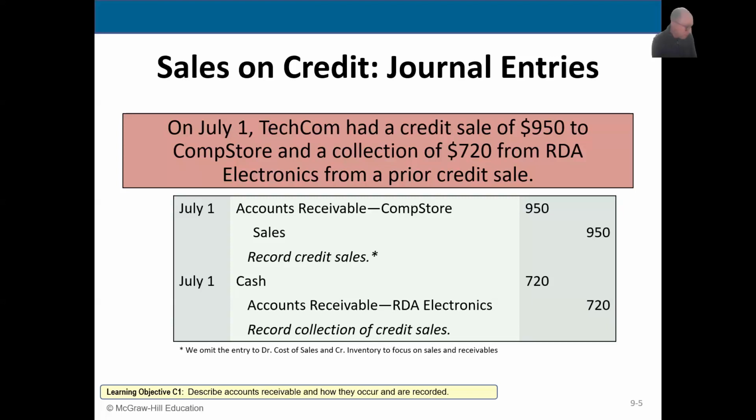So you see that first transaction, we made a sale on account. So we debit accounts receivable, and you'll notice that when we debit that accounts receivable, you'll notice that dash Comp Store, that's the customer's name. So it's really important that you designate the sale to the right customer. We don't want to upset our other customers or have inaccurate balances for their accounts. So we debit accounts receivable for that specific customer, and then we credit sales. Okay? The second transaction, we're receiving payment from a prior sale for a different customer. So we debit cash, in this example 720, and we credit accounts receivable, RDA Electronics, that's the other customer's name, 720.